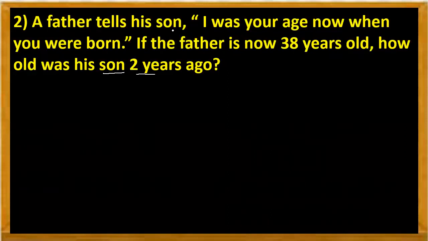So, anong given dito? So, meron tayong 2 characters, ang father at saka ang son. So, ito, given ito, I was your age now when you were born. Okay? So, mean to say, nung 0 pa yung edad ng anak, syempre, papaanak pa lang, ang edad ng tatay ay ang edad ng anak ngayon. Okay? So, given dito na ang edad ng tatay ngayon ay 38 years old. Okay? So, lalagay natin dito sa given natin para mas madali natin maintindihan.